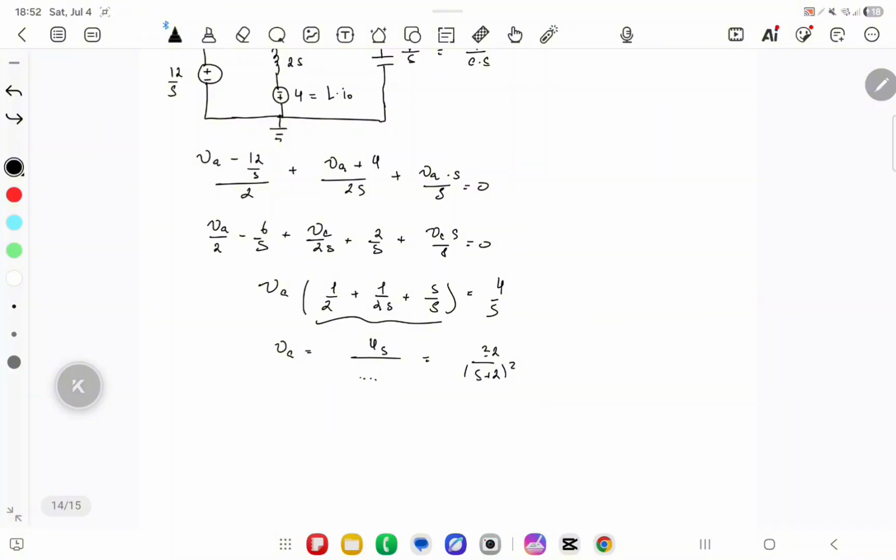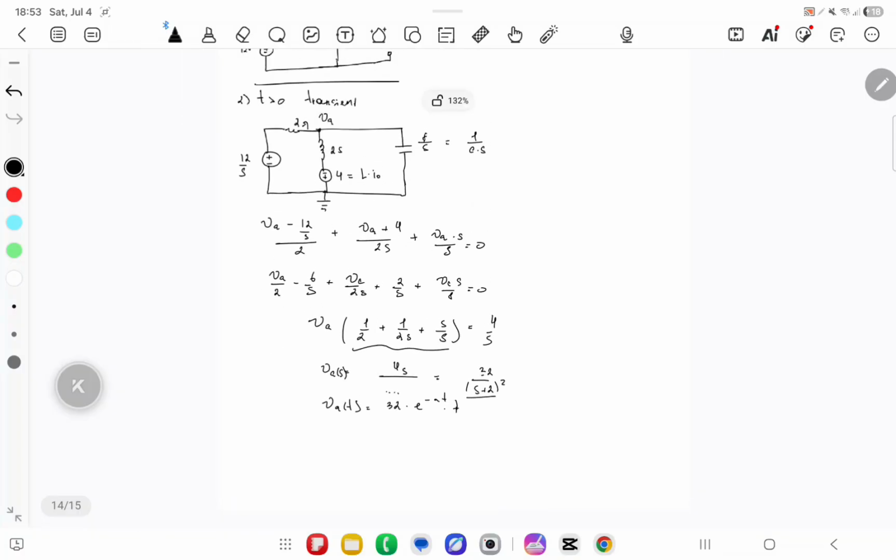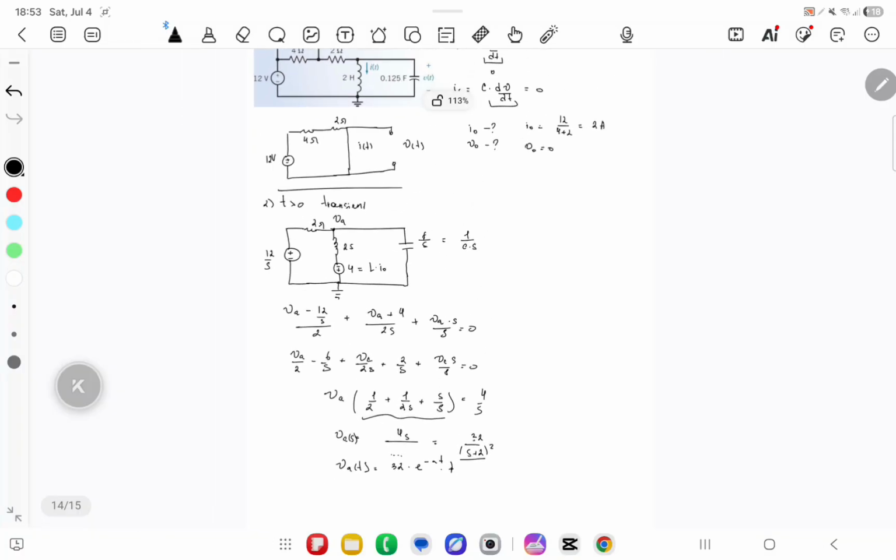But if we want to convert it to time domain, so this is S domain, this is time domain, we will have 32 multiplied by Euler's number to the power of minus 2t to account for that shift, multiplied by t. And this VA is also a voltage drop across the capacitor.